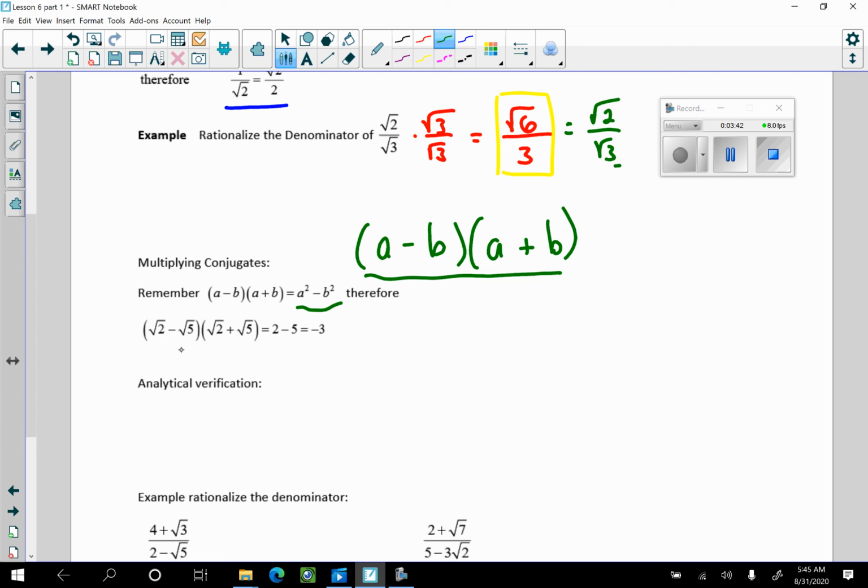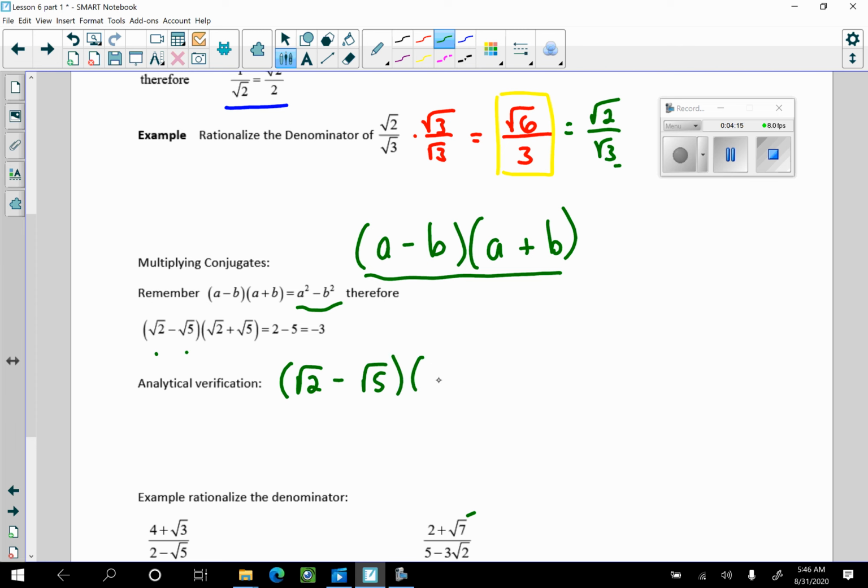So here I have the same type of thing, square root of 2 minus square root of 5 times square root of 2 plus square root of 5, and that's going to equal 2 minus 5, which is negative 3. That's interesting. You could actually work that out if you FOIL that. You're going to have square root of 2 times square root of 2 is 2, then you're going to have square root of 10 and minus square root of 10. Let's verify it right here.